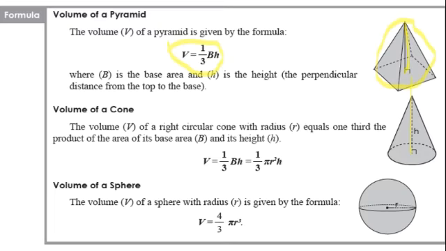Okay, volume of a sphere. The volume V of a sphere with radius r is given by the formula V equals 4/3 pi r cubed. So, why pi r cubed? Because a sphere is round, isn't it? A sphere is also a circle, and for volume, it is cubed. So, the volume of a sphere is 4/3 pi r cubed. Okay? Do you understand? Okay, let us have an example.